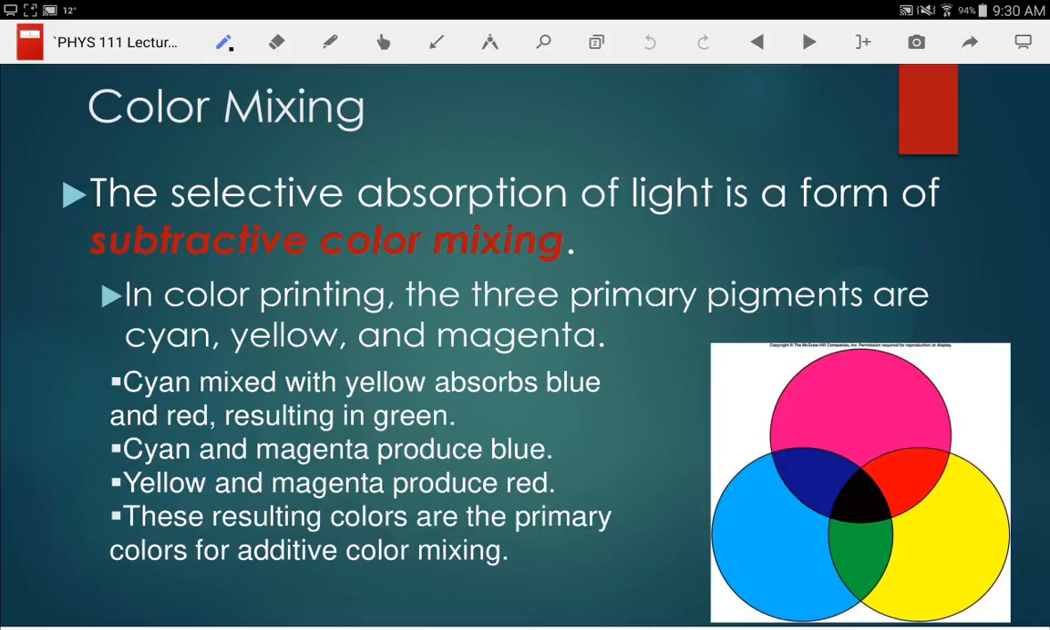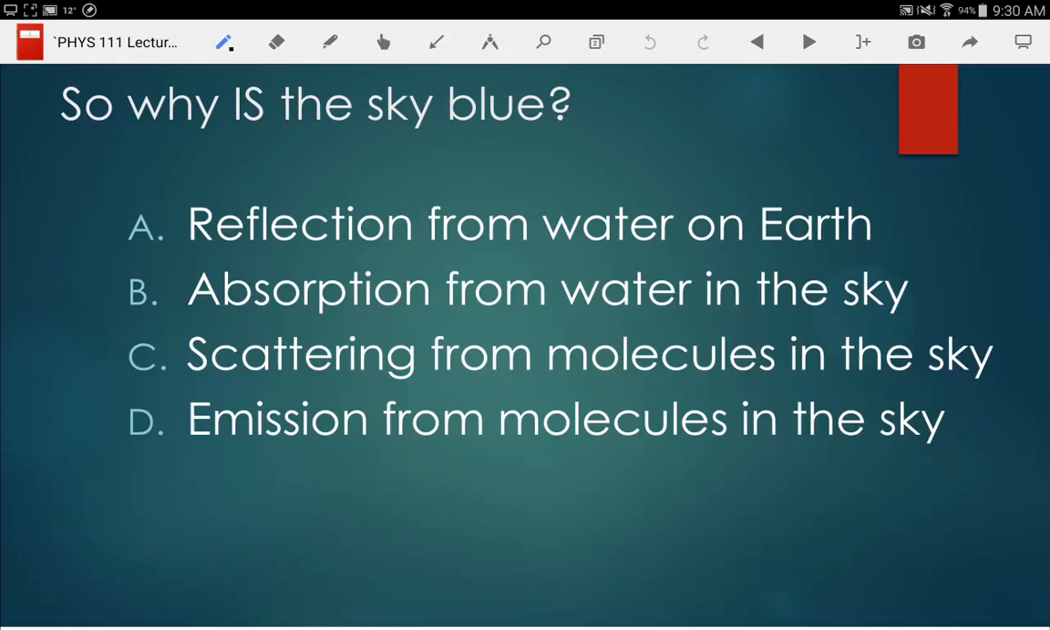Okay, today we're not going to be talking about color mixing. I just put that here because that's where we ended up last class period. We're going to be talking about more things that have to do with just the nature of light. So, start with a simple question for you.